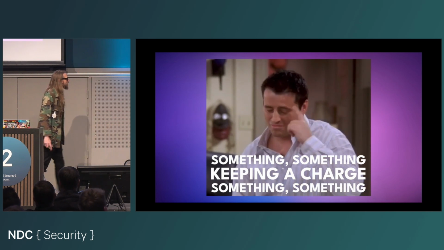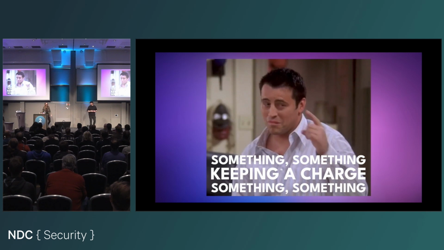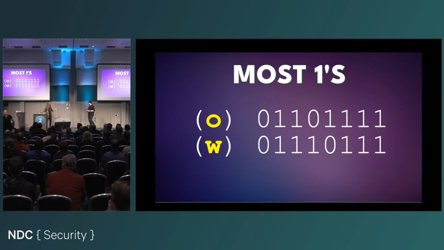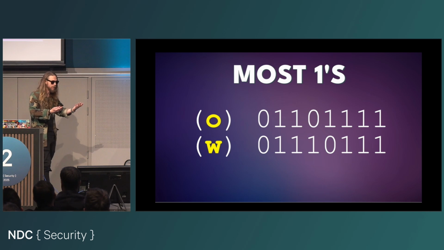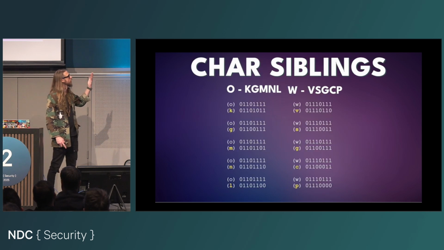Electricity and magic, like everything else in the IT industry, right? Right. And so I figured, okay, which are the characters that are DNS compliant that have the most ones in them? Well, it's O and W. And what's really interesting here is that if you have a bitflip changing here, there's also a high probability to have something called siblings.